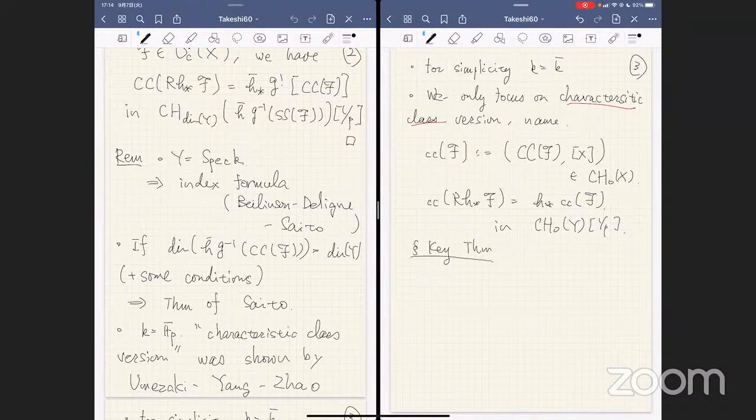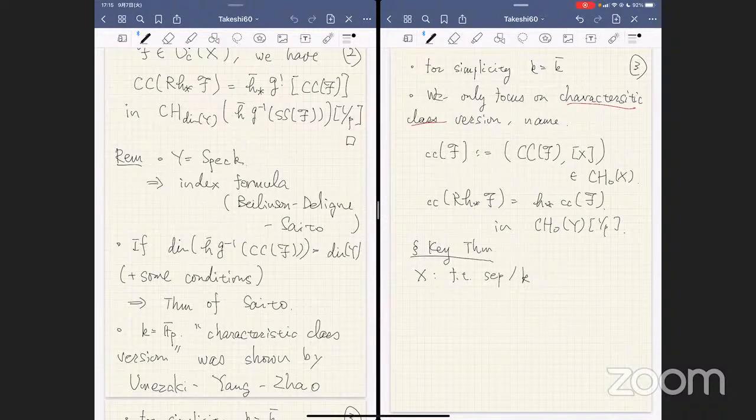So let me move on to the key theorem of the construction. In the proof, I have to reinterpret the definition, redefine the characteristic cycle in a somewhat different manner. And in order to define a characteristic cycle in this new way, I need some key theorem that I'm going to talk about in this section. So let X be a finite type separated scheme over K.